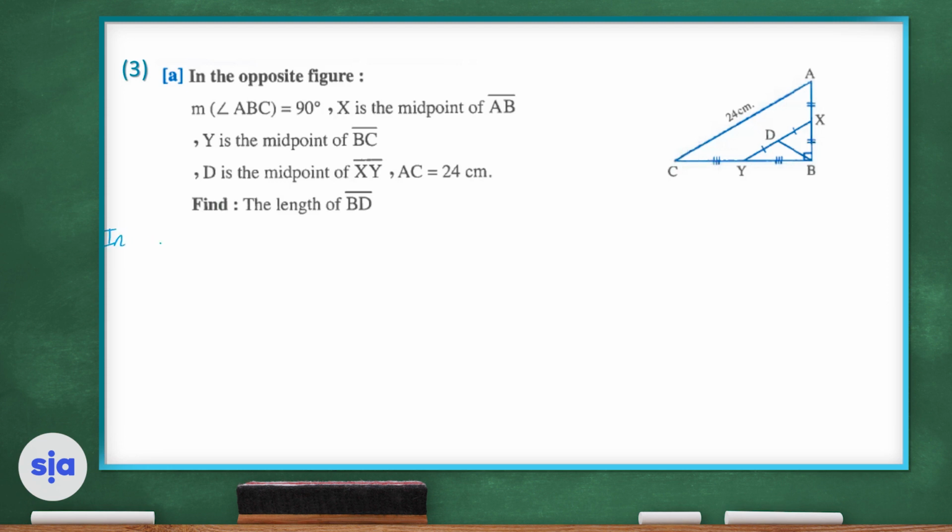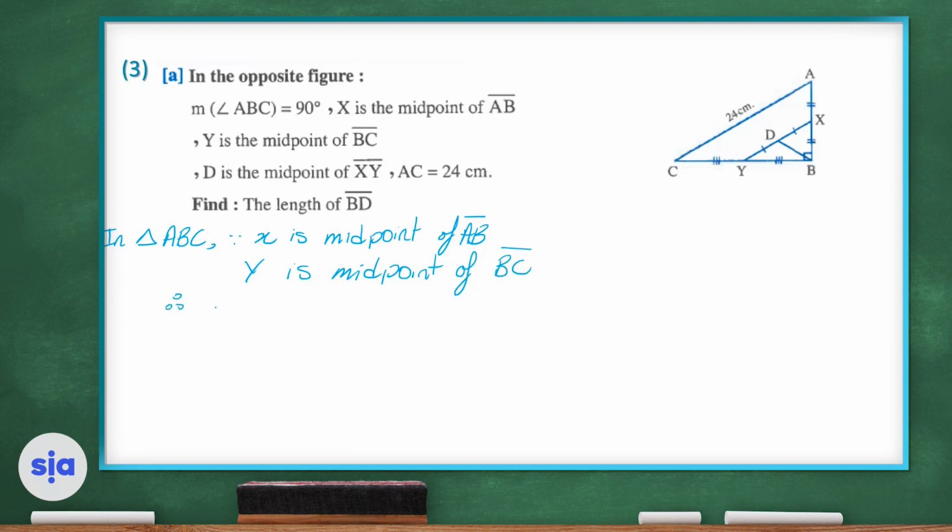In triangle ABC, since X is midpoint of AB and Y is midpoint of BC, therefore XY is parallel to AC, where XY is half the AC, which is half the 24, which is 12.